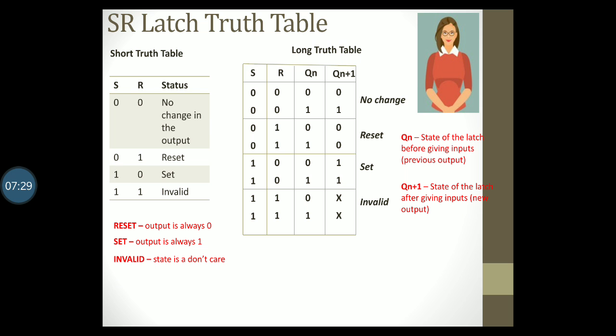In fact, looking at the long truth table, you can say that we have just implemented the following state, where the previous state of the latch, that is Qn, is equal to 1, and you have given inputs S is equal to 0 and R is equal to 1, thus changing the new output Qn plus 1 to 0. In the same way, you can prove all the remaining entries of the truth table with the circuit diagram.